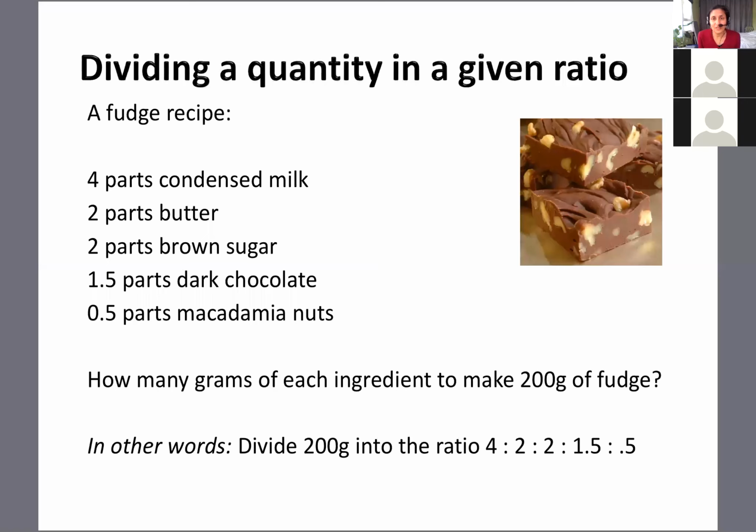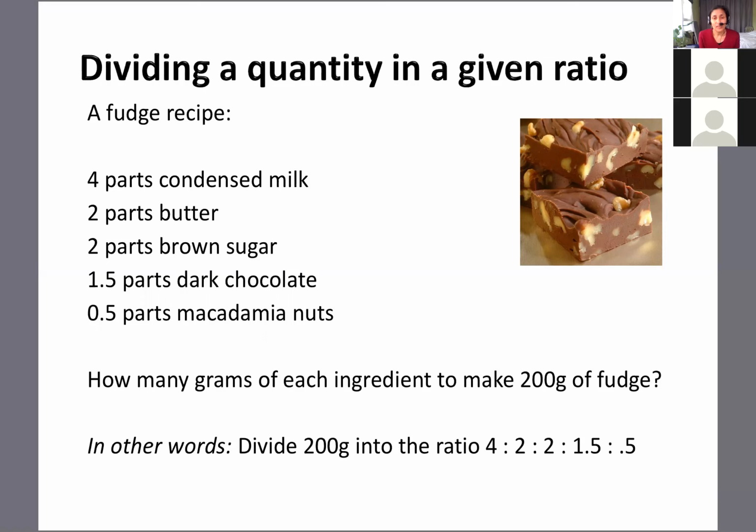Okay, so the other thing to do is to be able to divide a quantity into a given ratio. And you should have seen this on Milo. So here's a fudge recipe. Sometimes recipes are written in terms of parts rather than in grams. That allows people to scale them up or scale them down to whatever size they like. So if you want to make a massive amount of fudge, you could use kilograms, 4 kilograms of condensed milk, 2 kilograms of butter, and so on. Or if you just want to make a reasonable amount of fudge, you would have a much smaller part size. You might have 100 grams or something of each part.